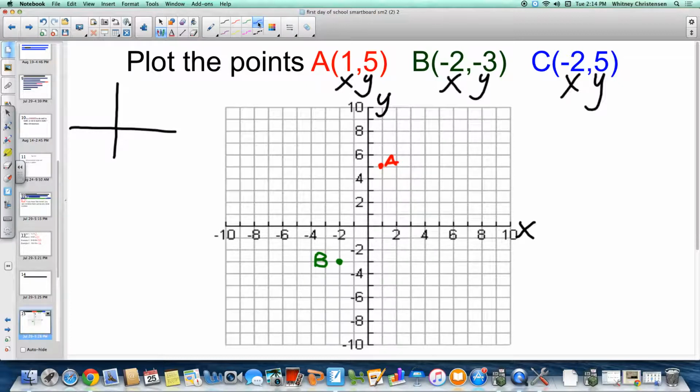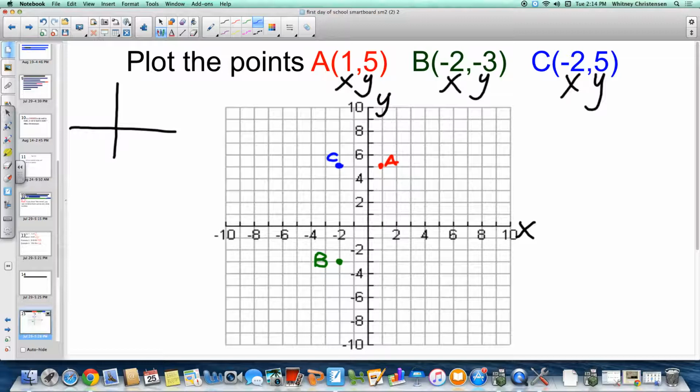So once again, I'm going back to the origin, which just means the middle, and I'm going to plot my points from there. So where am I going, guys? Back 2, and then what? Ooh, good. You caught that. It's a positive 5, so up 1, 2, 3, 4, and 5. So that's point C.